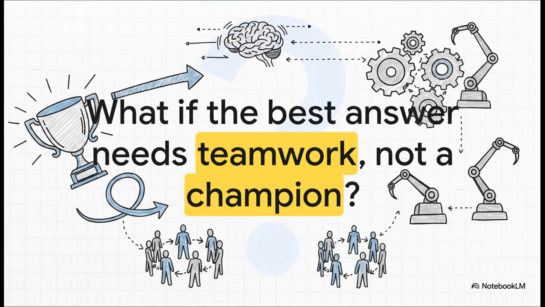And this leaves us with a final thought to chew on. Softmax is absolutely brilliant at picking one winner from a competitive field. It finds the champion. But as AI tackles more and more complex problems, what happens when the best answer isn't a single entity, but a collaboration of many? What happens when we need teamwork instead of a sole champion? Well, that's a question that's driving the whole next wave of AI research.